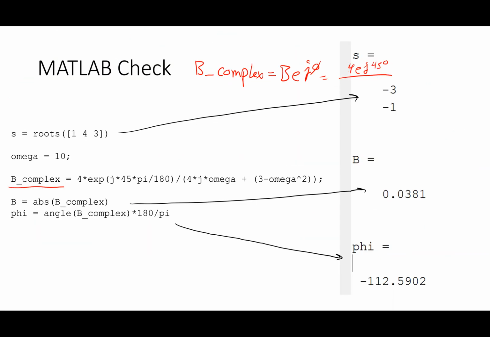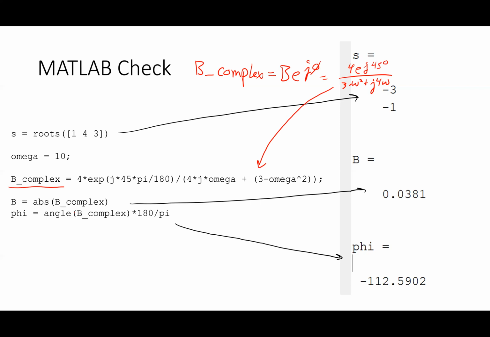3 minus omega squared plus j times 4 omega. I basically took this expression and I wrote it right there. So I have B complex, which is this thing, is equal to that expression, right? And then I asked Matlab, give me the absolute value and give me phi. From that, I then have my answer.